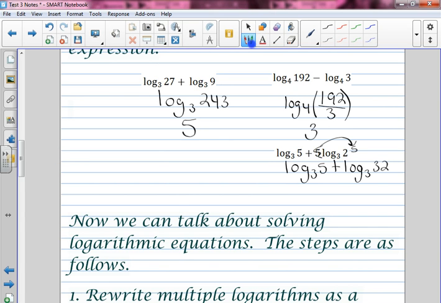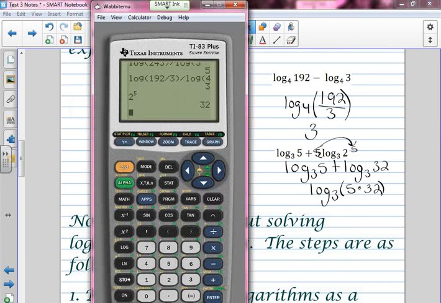And again, anytime you have addition, that gets rewritten as multiplication. So log base 3 of whatever 5 times 32 is. And you'd put that in your calculator. So you get the log of 5 times 32 divided by the log of 3. And that gives you an answer of 4.6196.